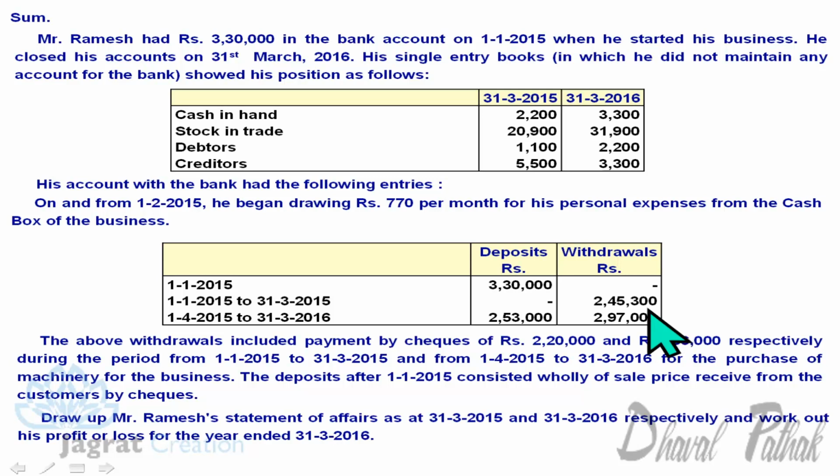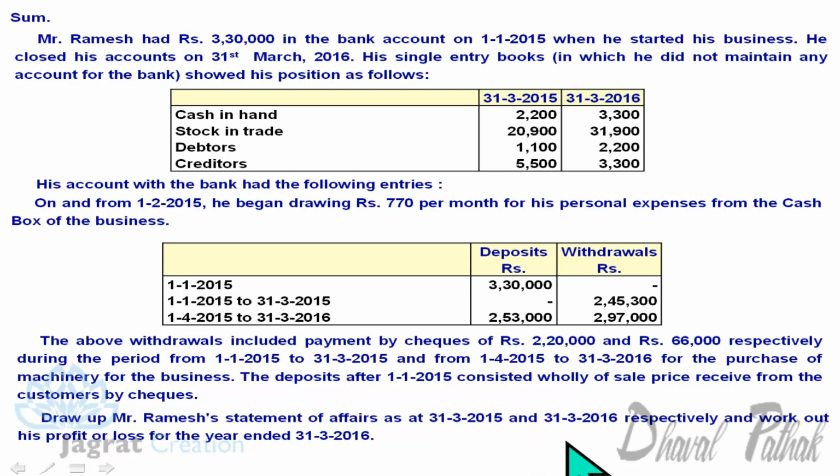In this payment of 2,45,300, 2,20,000 has been paid for the purchase of machinery. So that machinery purchased, 2,20,000, also will appear on the balance sheet asset side. So what are the assets? Cash in hand, stock in trade, debtors, bank balance and machinery. From that, creditors will be deducted. I'll get the capital as on 31/3/2015. This is how the statement of affairs as on 31/3/2015 will be prepared.